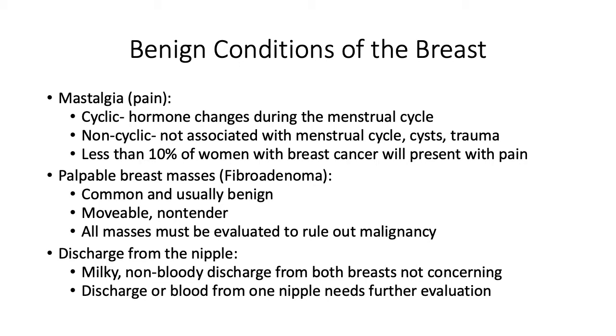Next, there's palpable breast masses, or fibroadenoma. These are common and usually benign. They're usually movable and non-tender. However, all masses must be evaluated to rule out malignancy. There could be discharge from the nipple. A milky, non-bloody discharge from bilateral breasts isn't usually concerning. However, discharge or blood from one nipple needs further evaluation.